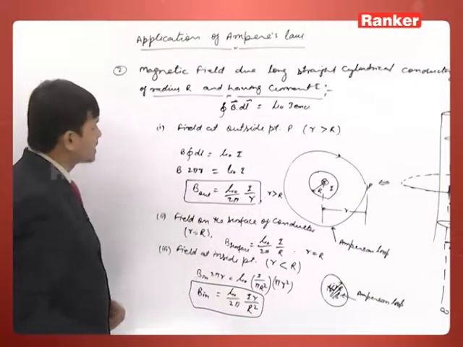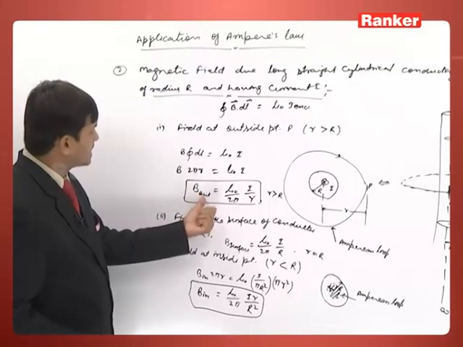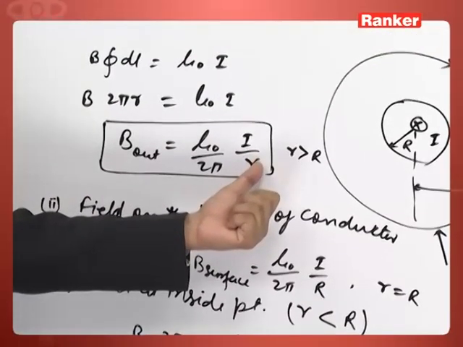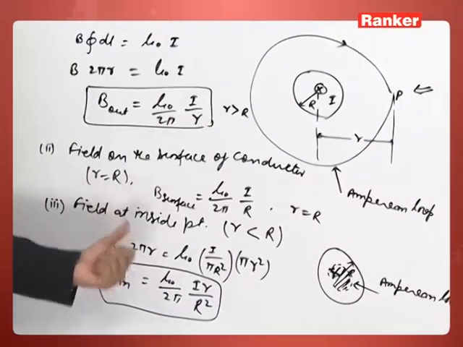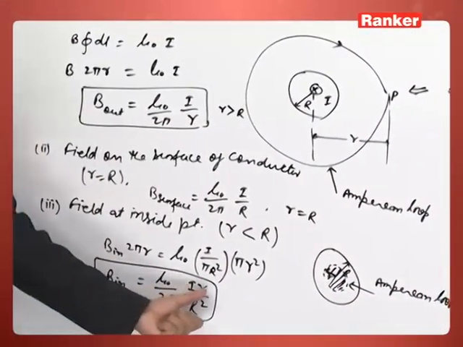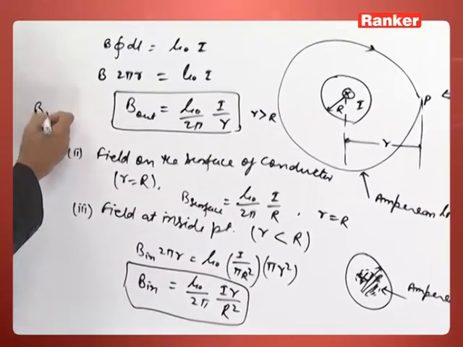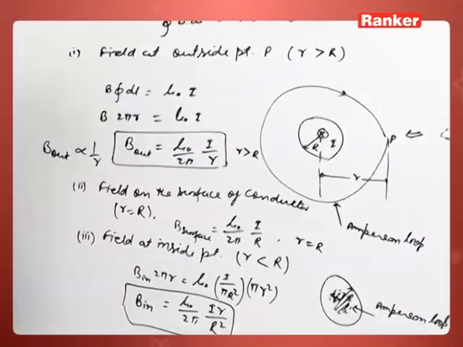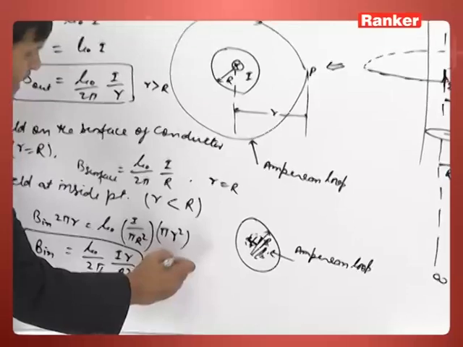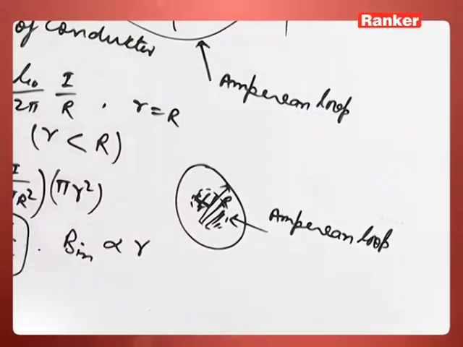So what is the conclusion from these three situations? B outside is inversely proportional to the distance from the axis of the loop, and B inside is directly proportional to it. So we can say B outside is inversely proportional to r, while B inside is directly proportional to r.